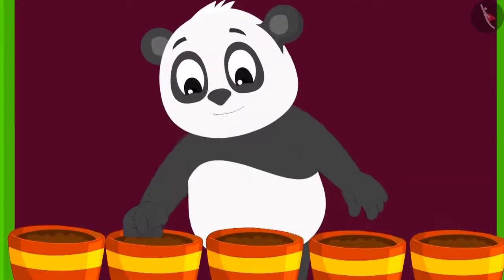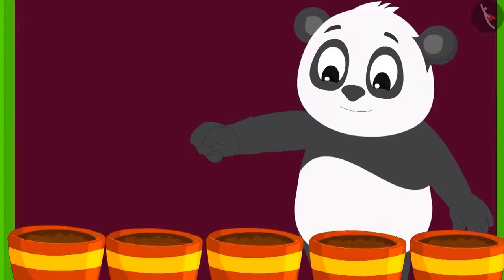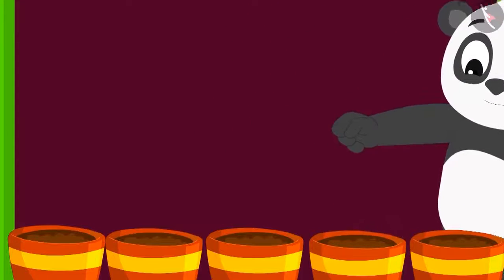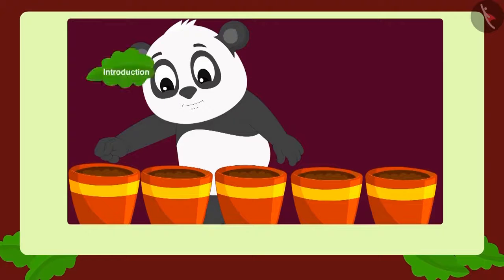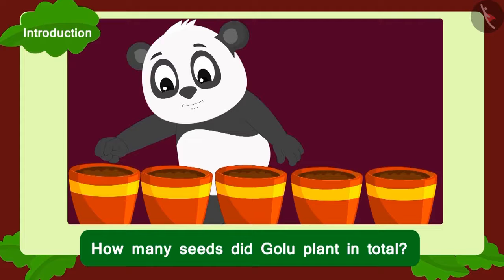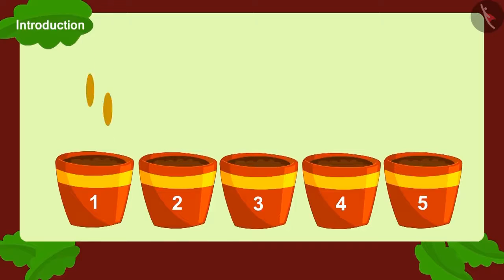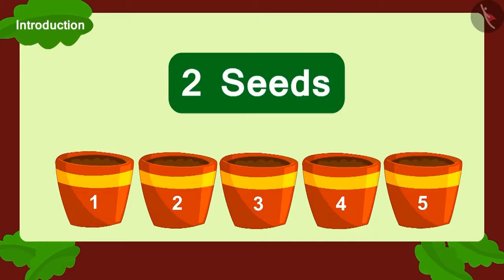Golu planted 2 seeds each in 5 pots. Can you tell how many seeds Golu planted? In all, Golu planted seeds in 5 pots. And how many seeds did he plant in each pot? 2 seeds. Let's find out the total number of seeds by adding these seeds.